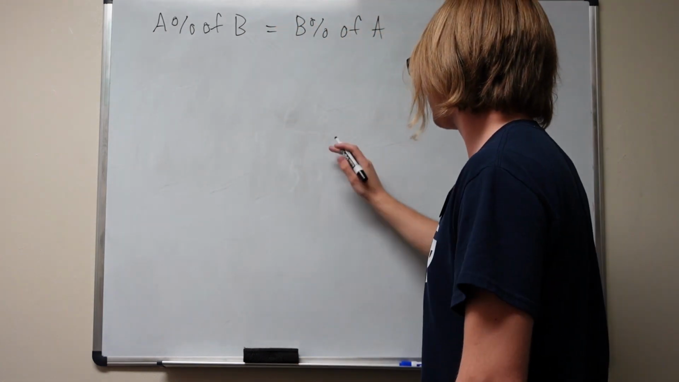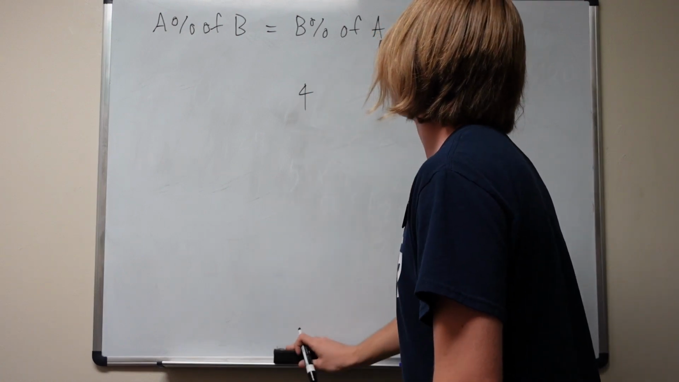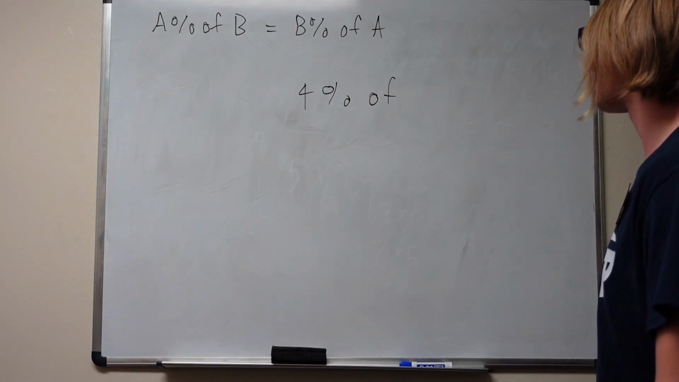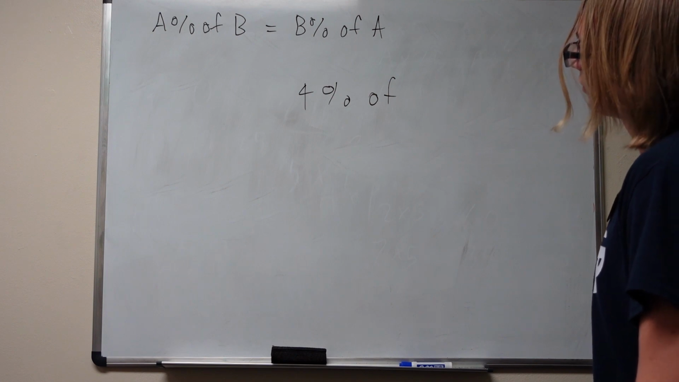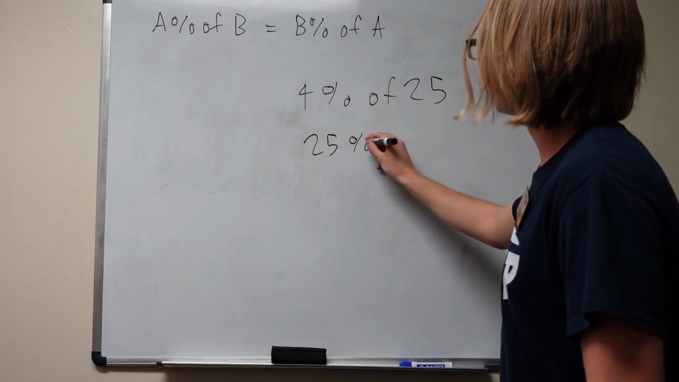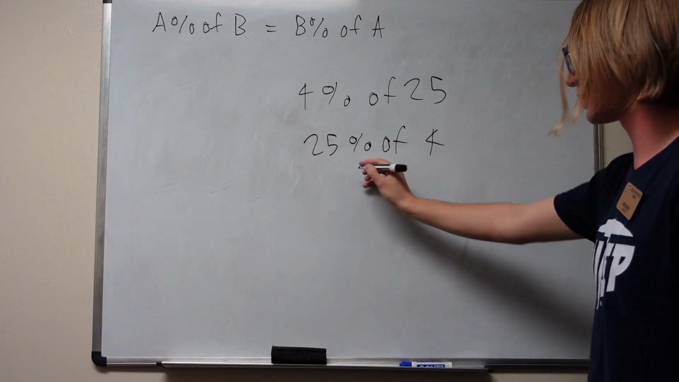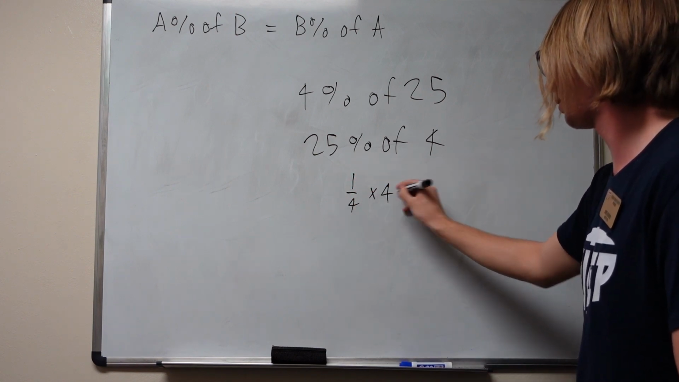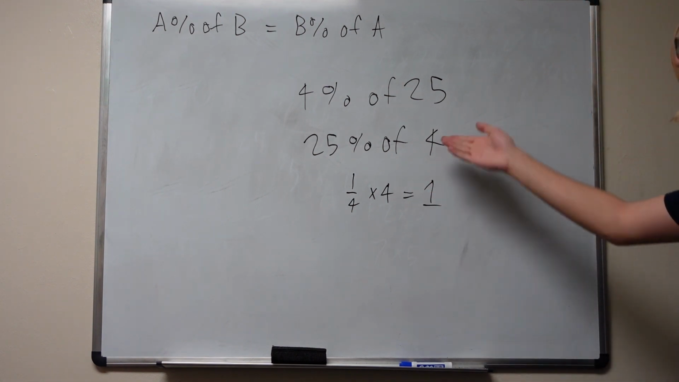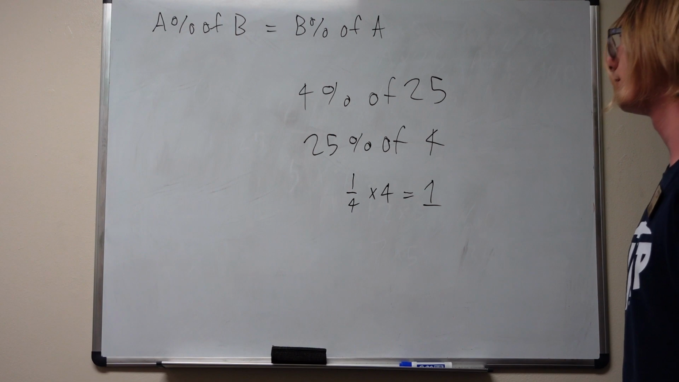But if you're looking at, for instance, 4% of, let's say, 25. Well, 25% of 4 is the same thing. So if you know 25% is the same thing as 1/4, so 1/4 times 4 is 1. So a quarter of 4 is 1, makes sense. So 4% of 25 is also 1.